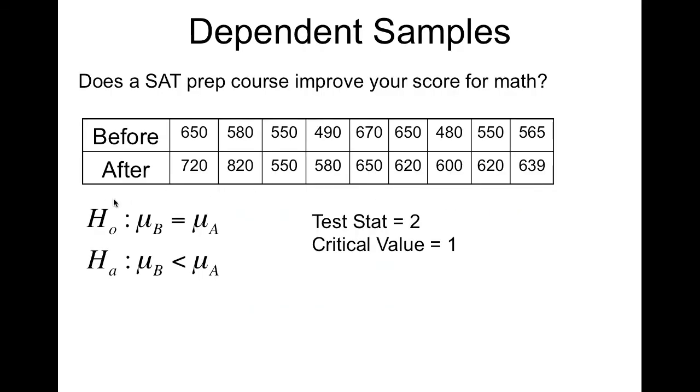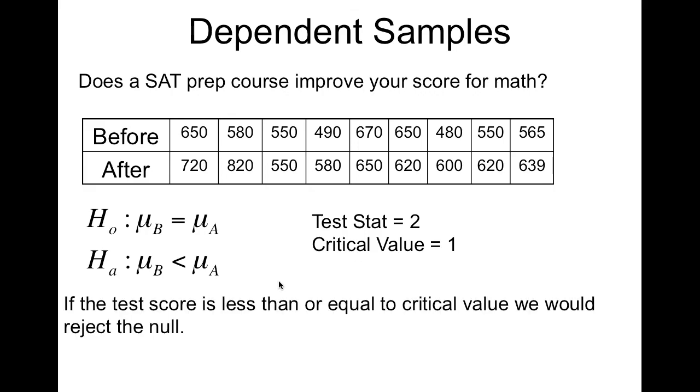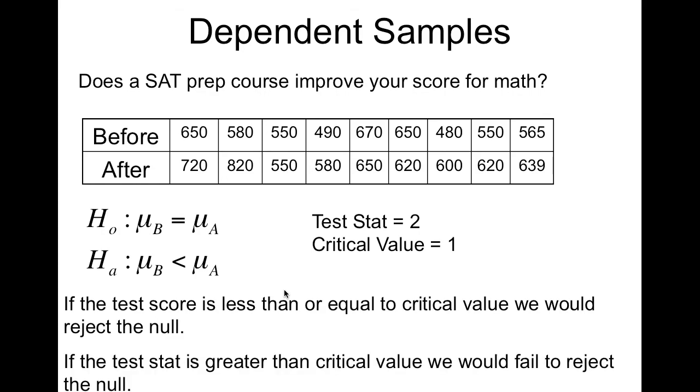So if we're looking at this now, we have our null and alternate, we have our test stat of 2, critical value of 1. Now it's time to make our conclusion. If the test stat is less than or equal to the critical value, we would reject the null. If the test stat is greater than our critical value, we would fail to reject the null. So in this case, test stat is 2, critical value is 1. Since our test stat is greater, we would fail to reject.